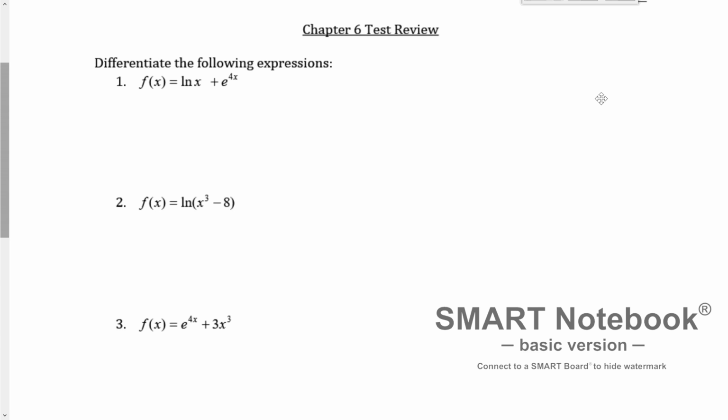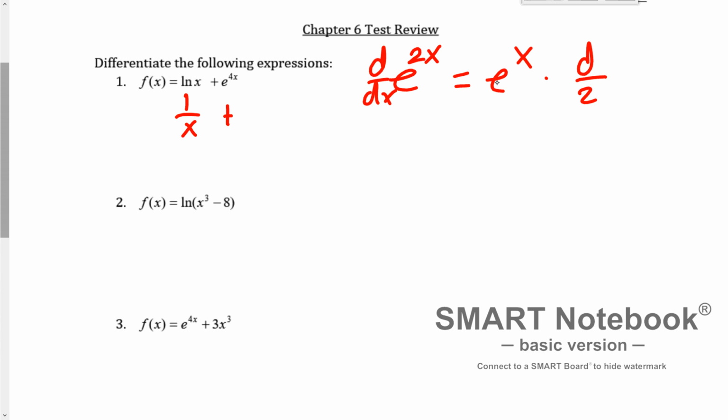Chapter 6 test review. So taking the derivative of ln of x, e to the fourth, e raised to 4x. So the derivative of ln x is just 1 over x. And the derivative of just plain e raised to x is e to the x. So if it's something other than x, then I have to take that and times it by the derivative of the exponent. That's only for e raised to something.